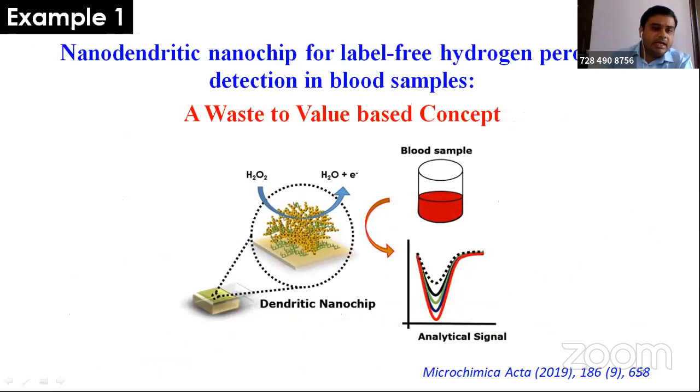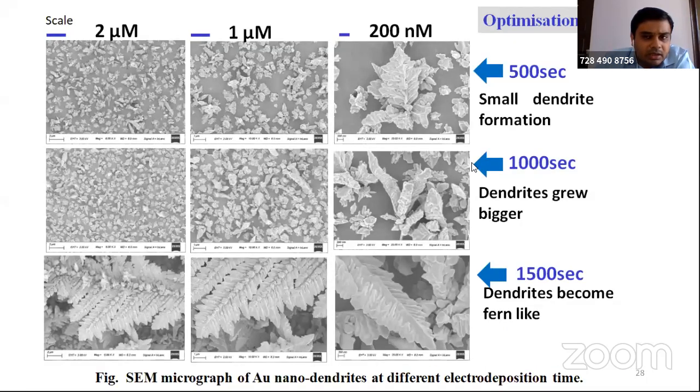So based on this idea, I'll be talking about the nanodendritic nanochip for label-free hydrogen peroxide detection in blood samples. This is a very classical example where a waste-to-value based concept has been utilized in my laboratory, and we have developed a nanodendritic chip on an ITO glass, that's indium tin oxide glass surface. Now you can see what I said, the nano tuning. You can see there is a deposition potential. I'll not talk about that. This is basically a reduction process we are doing in this case.